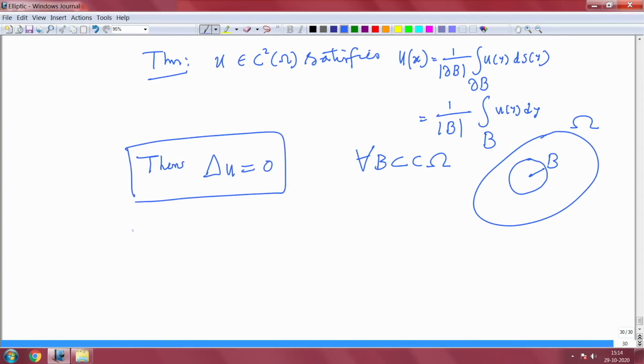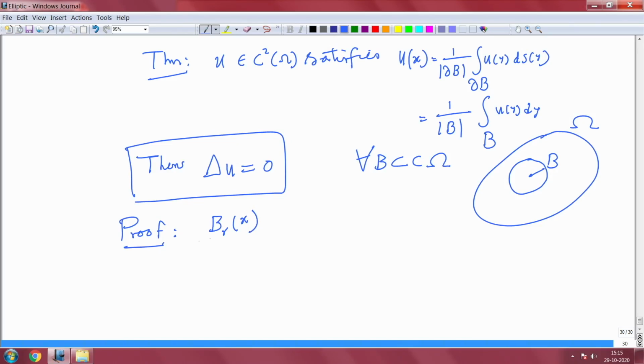the Laplacian of u equals 0, that is the conclusion. Let me give a proof. The proof is quite easy, not very difficult at all. You look at the balls of radius r, the ball of radius r centered at x.